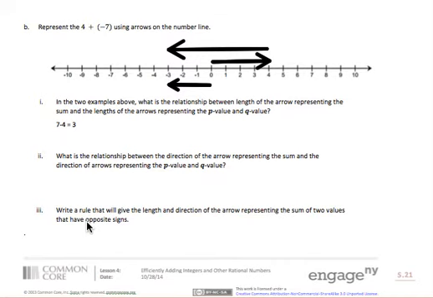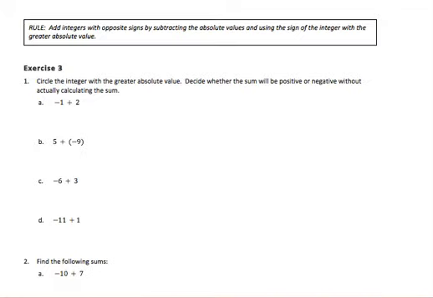Then you're asked to write a rule that will give the length and direction of the arrow representing the sum of those two values that have opposite signs. We spent some time in class doing this, and I want you to develop your own at the moment, and then we'll take a look at it a little further. So the rule that's printed for us: add integers with opposite signs by subtracting the absolute values and using the sign of the integer with the greater absolute value.